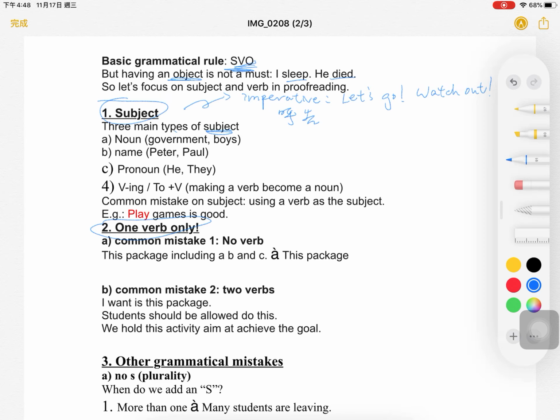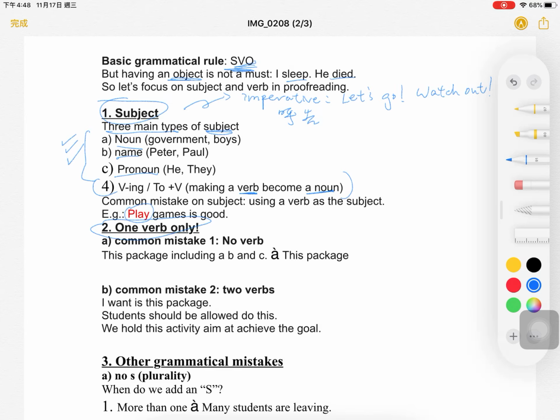So there are three main types of subjects. Noun, for example, government, boys, people, etc. Name, pronoun. I think even for group 2 and 3 students, you can get these correctly. But this is the problem. Sometimes you make a verb as a noun. For example, play games is good.